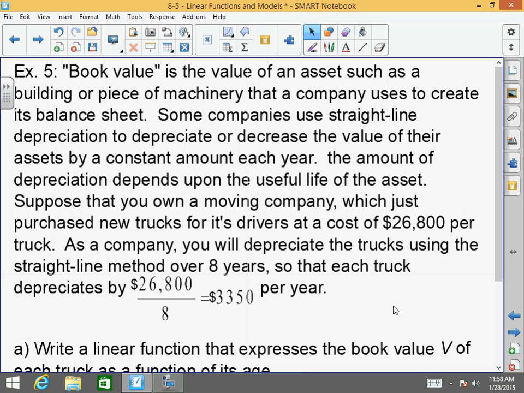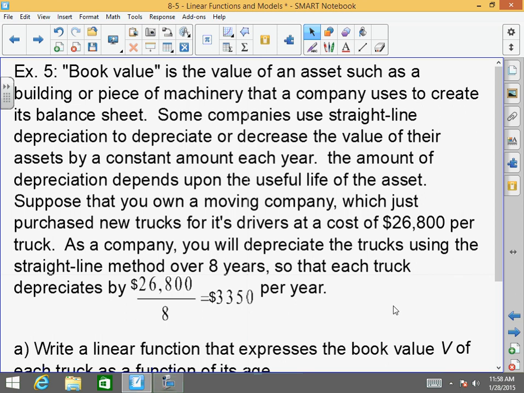Notebooks break, shoes break, clothing gets holes in it. Houses fall apart, wear and tear, roofs leak, plumbing breaks, light bulbs burn out. So everything decays, everything depreciates. And this depreciation or decrease has to be factored in when you have a business. So the amount of depreciation depends upon the useful life of the asset.